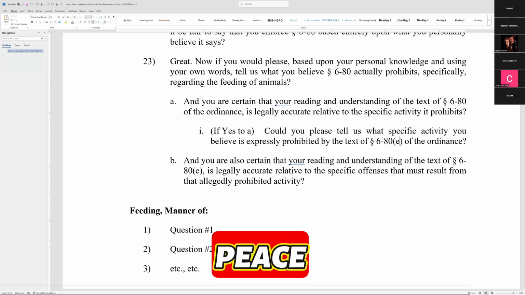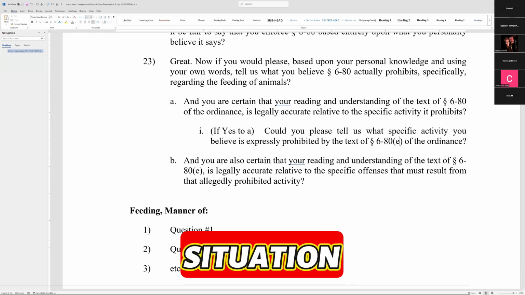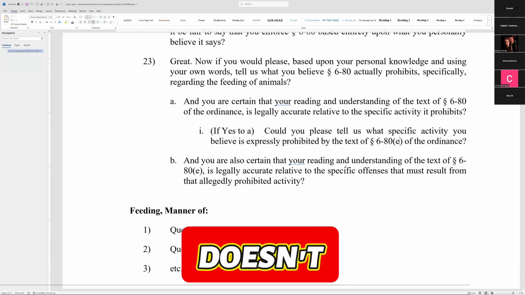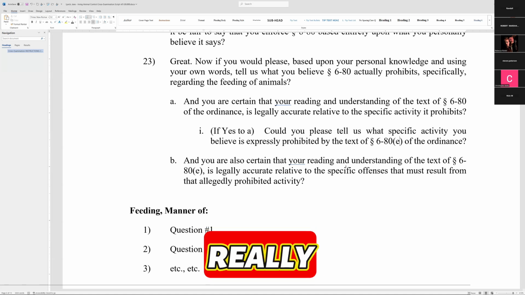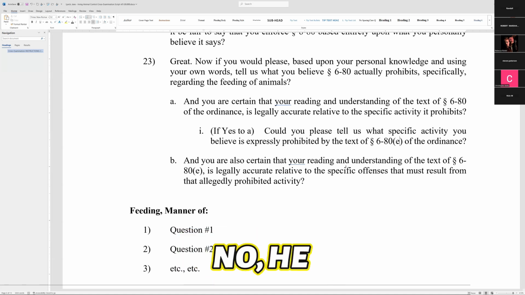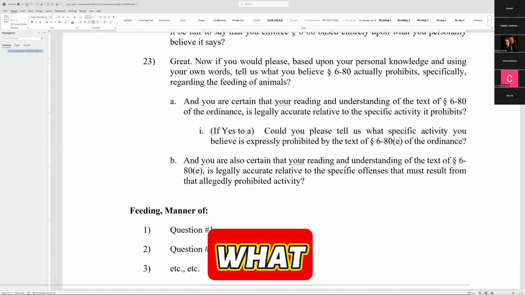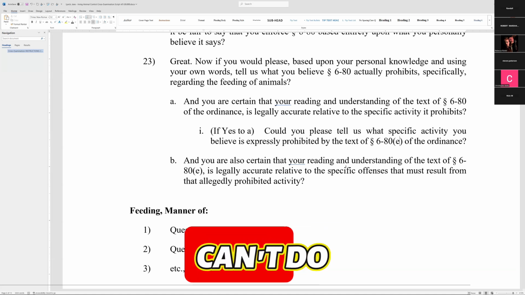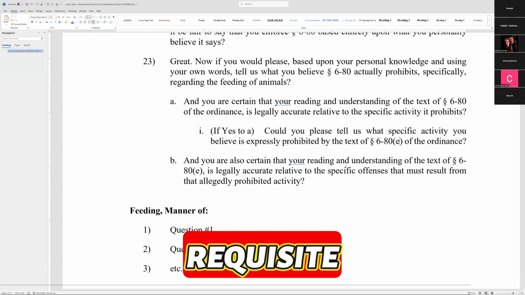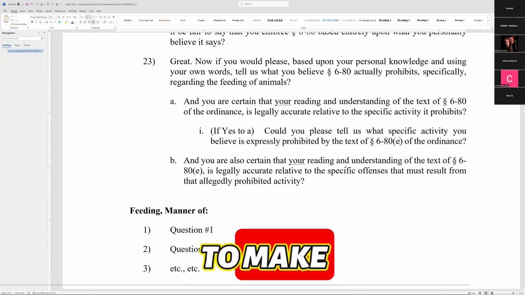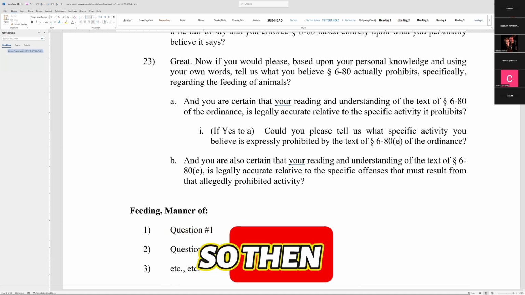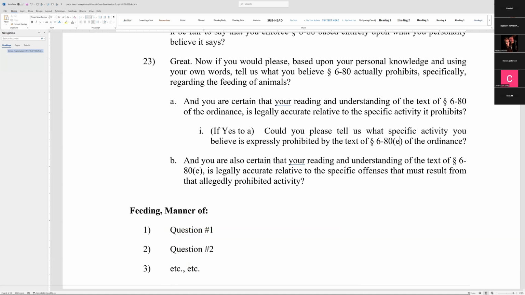So hence the peace officer himself, in my situation, doesn't have the ability to really interpret what's in that statute. No, he can't. He can do it based upon what he thinks or believes, but he can't do it as a legal requisite. He has no authority to make a legal conclusion. So then that would be my argument.